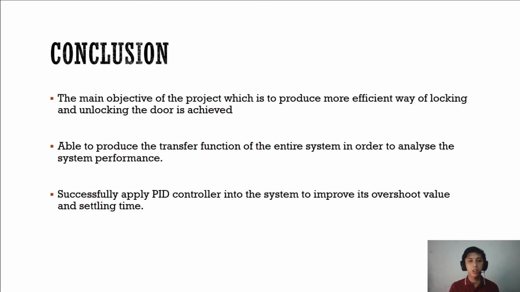So we have reached the final part of our presentation, which is the conclusion. As a conclusion, we can say that our main objective of the project, which is to produce a more efficient way of locking and unlocking the door, is achieved. We have determined the input and the output of the system. From there, we were able to produce a transfer function and analyze the system performance. From the transfer function, we were able to analyze the Bode plot diagram, construct the root locus, and many more. Finally, we also have successfully applied the PID controller to the system. The function of the PID control system was to improve the overall system, such as to reduce the overshoot value and to improve the settling time. The recommendation for improvement will be presented by Wan Haikal.